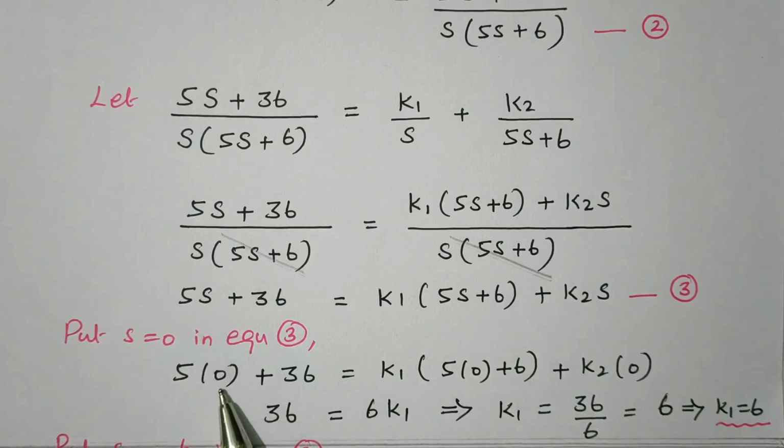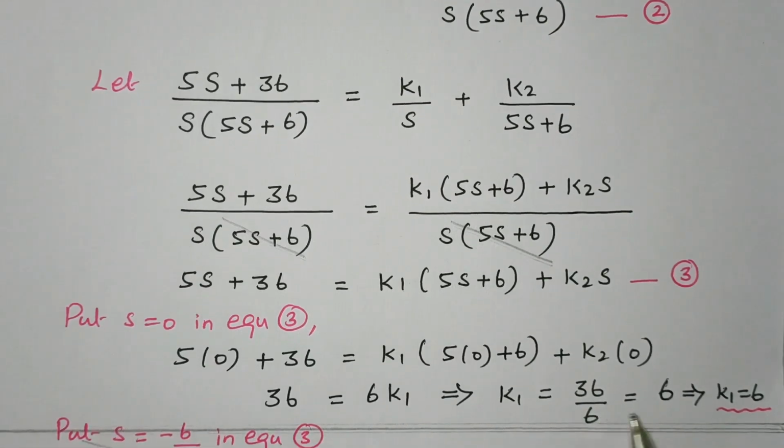So 5 into 0 plus 36 equal to K1 into (5 into 0 plus 6) plus K2 into 0. Right? So 5 into 0 is 0. Only 36 remains on the left. On the right, this term also is 0, and 6 is there, so 6 K1. So 36 equal to 6 K1. So K1 equal to 36 divided by 6, that is equal to 6. K1 equal to 6. So by putting s equal to 0, we calculated K1 equal to 6.